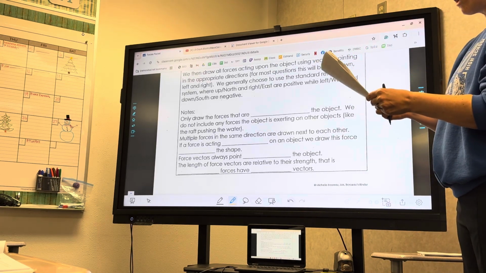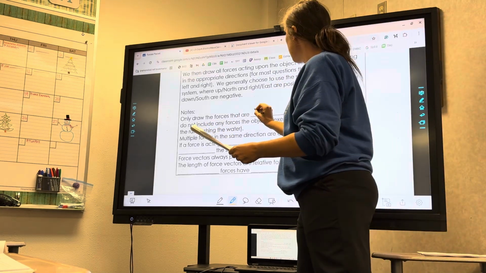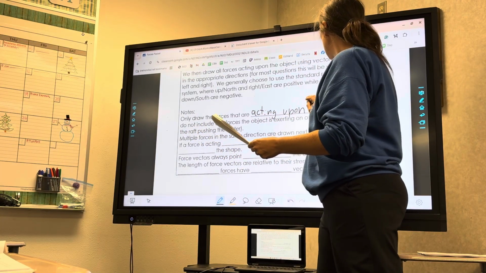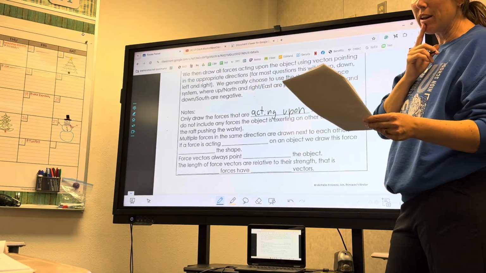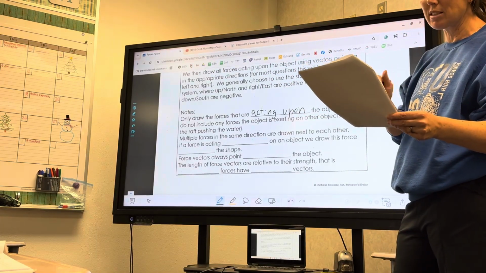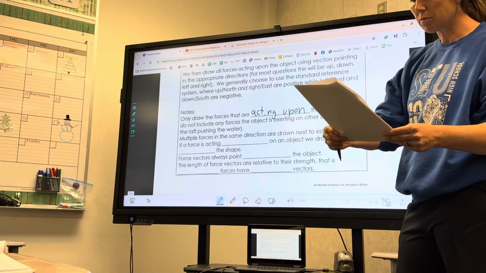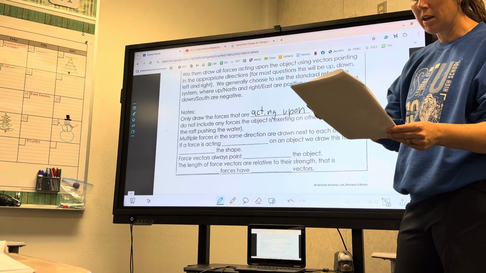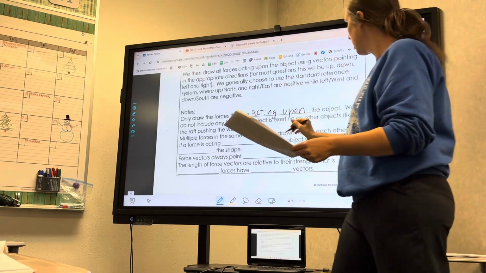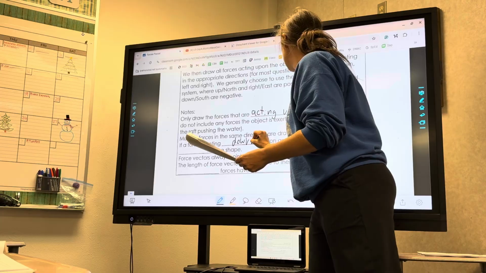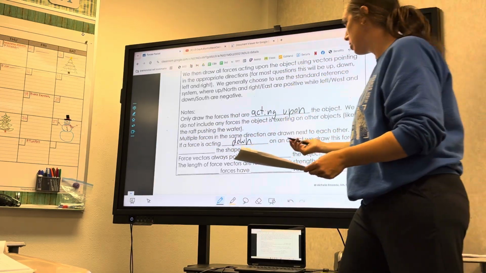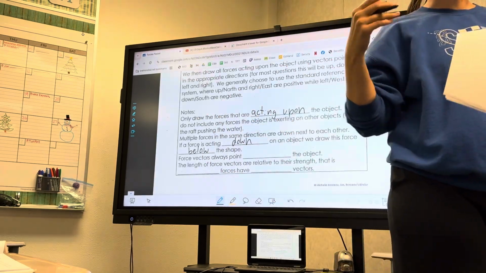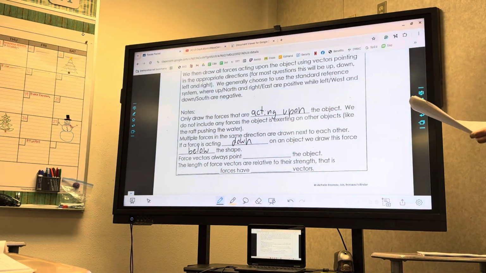Notes. Only draw the forces that are acting upon the object. We do not include any forces the object is exerting on other objects, like the raft pushing the water. Okay, multiple forces in the same direction are drawn next to each other. If a force is acting down on an object, we draw this force below the shape. If it's up, it's above. If it's right, it's rightward. Okay.